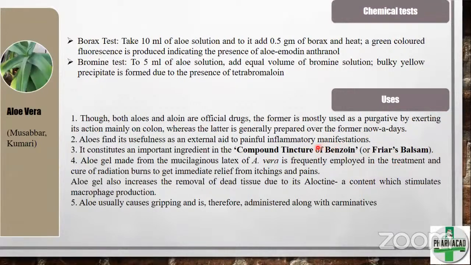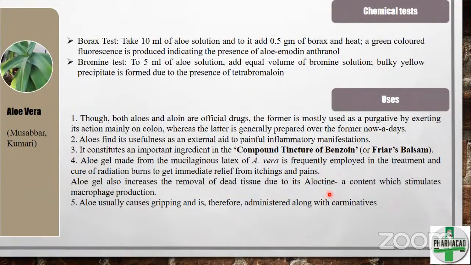Okay, when I say painful inflammatory manifestations, we have seen that generally in case of burn patients also, it works as a very good anti-inflammatory agent. Aloe gel is made from mucilaginous latex of aloe vera, which is frequently employed in the treatment and cure of radiation burns to get immediate relief from itchings and pain. Aloe gel increases the removal of dead tissue due to its alloctin.